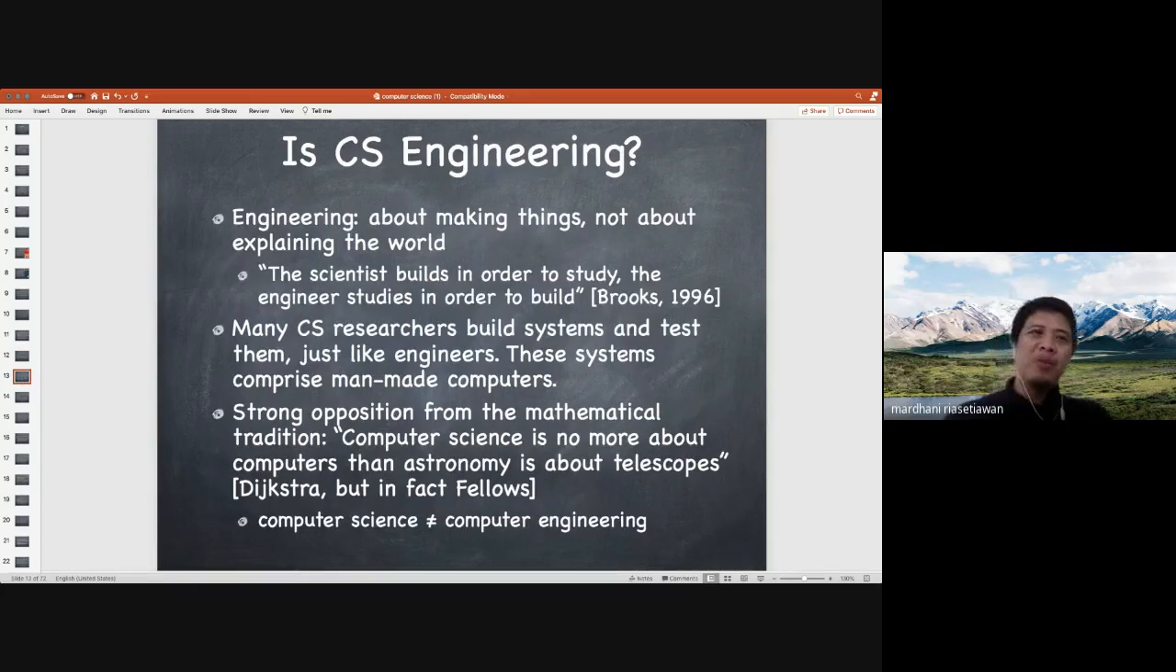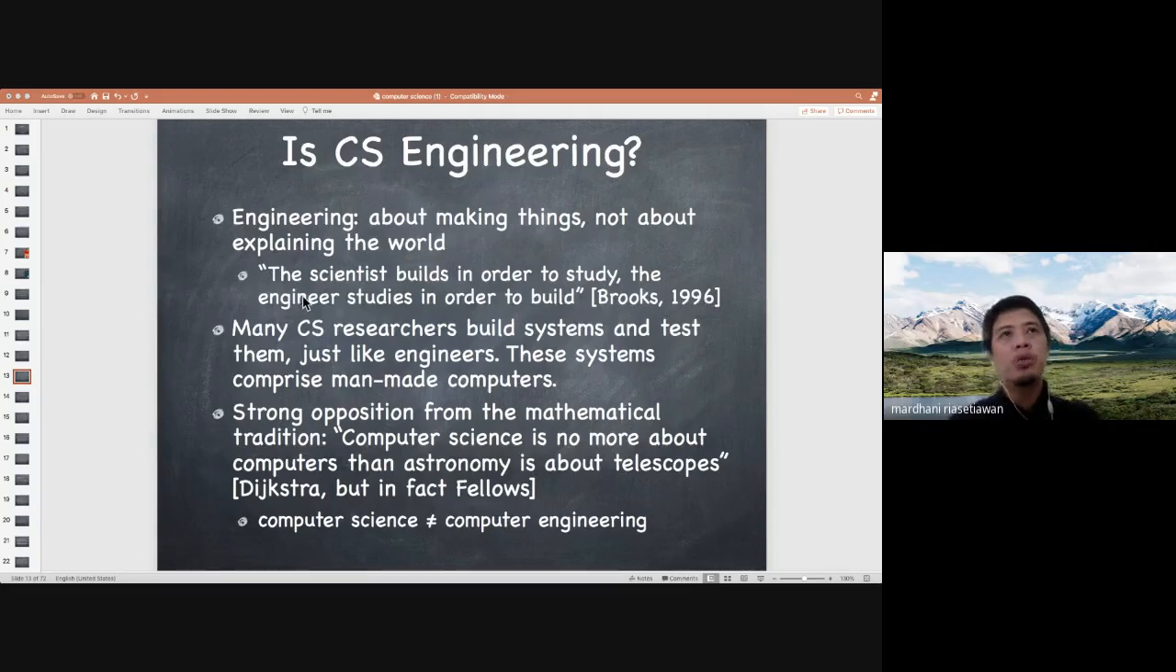And now we come to the discussion about whether computer science is engineering. There are some points that we need to discuss. Engineering is about making things, not about explaining the world. Explaining the world is about science, about explaining the phenomenon, the facts, what happened. So we explain it, and then the scientists build in order to study. The engineers study in order to build. This is from Brooks in 1996.